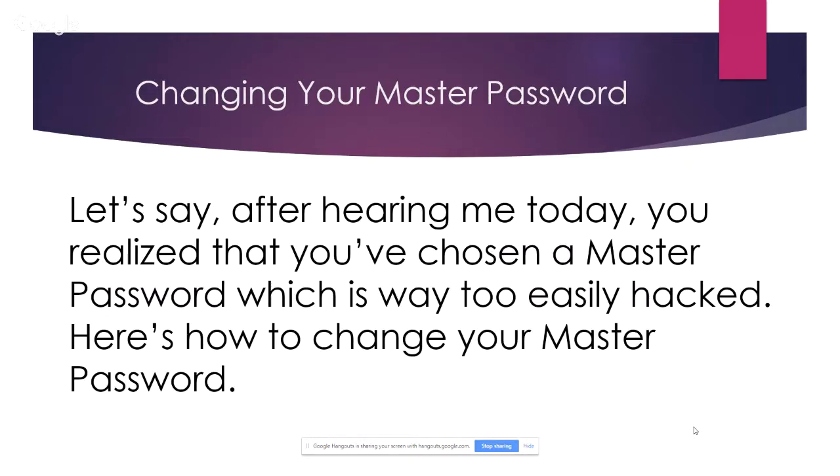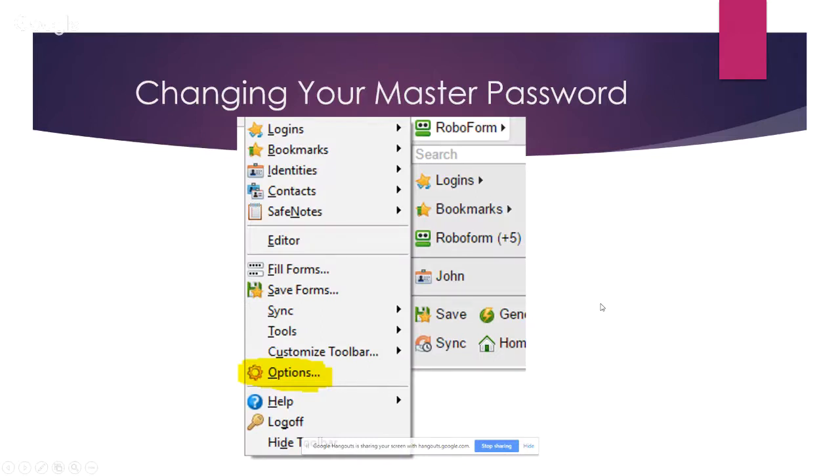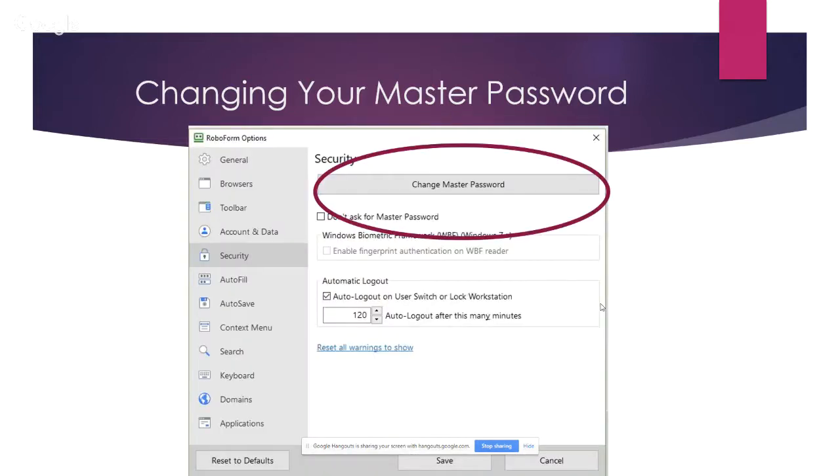Okay, so after you make a password, let's say after you hear me, you say, okay, the password is not strong enough. John has convinced me that I have too easy a password. So what you want to do is go in and change the password. And the way you do that is to go into Roboform and get that drop-down menu. Go to Options, which you see highlighted on the screen, or you will anyway when it catches up. And then when the next window opens on the left-hand side, you click on Security, and you'll then see on the right, Change Master Password. So that's exactly what you want to do. You want to click on that and change the master password.